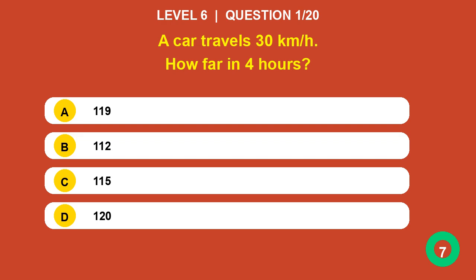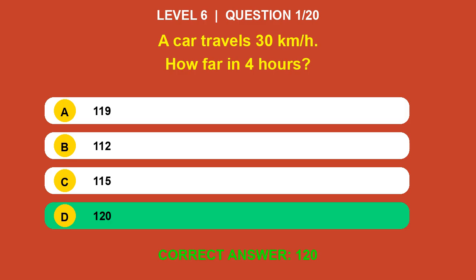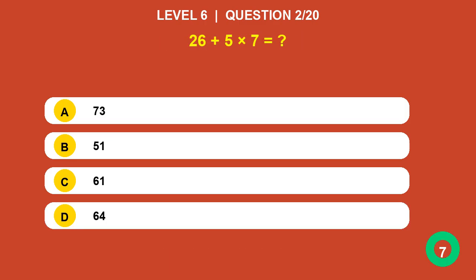A car travels 30 kilometers per hour. How far in 4 hours? Answer is 120. 26 plus 5 times 7 equals?